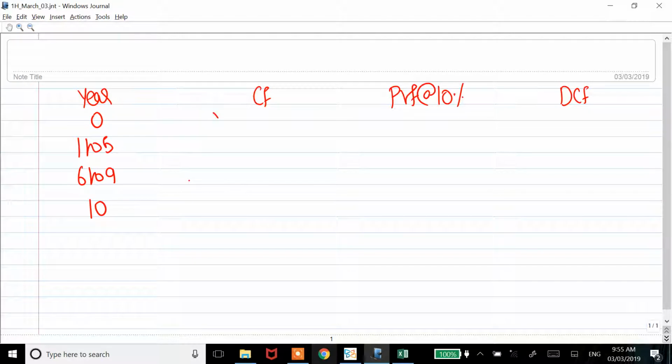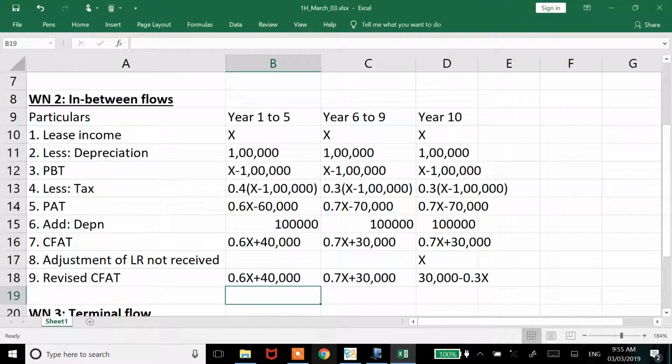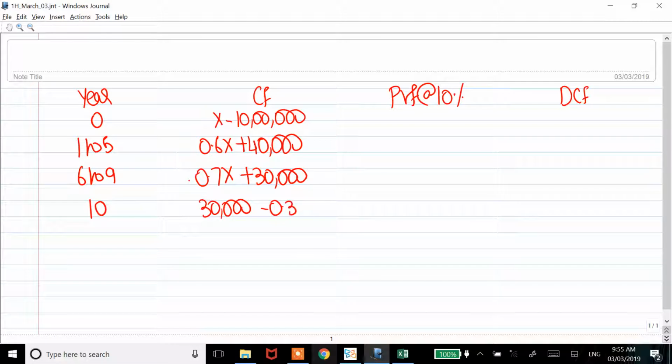Zero is x minus 10 lakh. 1 to 5 is 0.6x plus 40,000. 6 to 9 is 0.7x plus 30,000, and the last year is 30,000 minus 0.3x. This has to add up to 0.